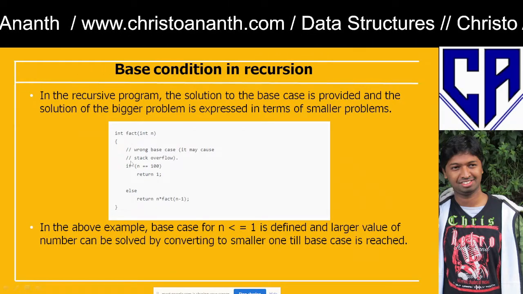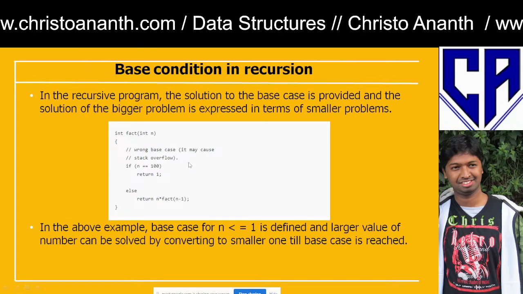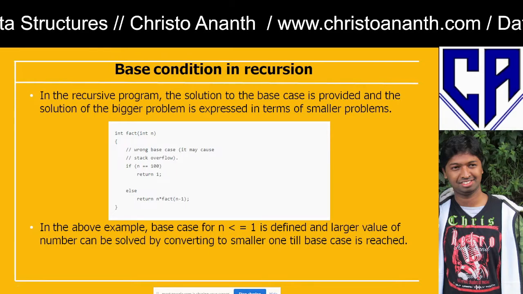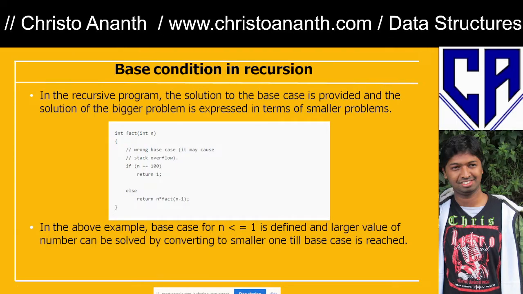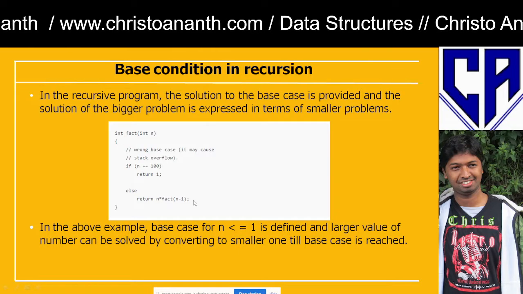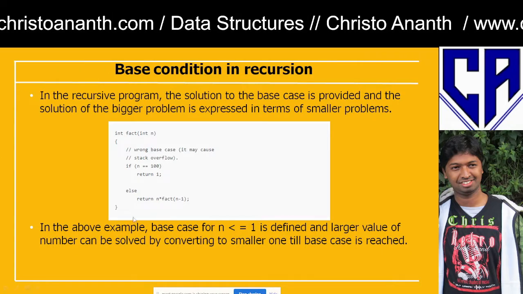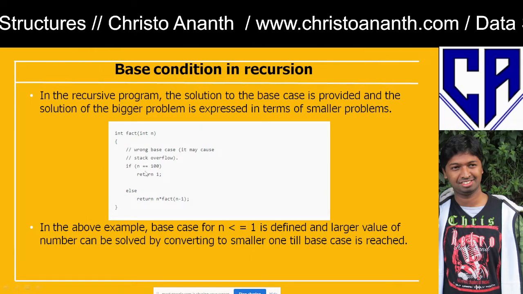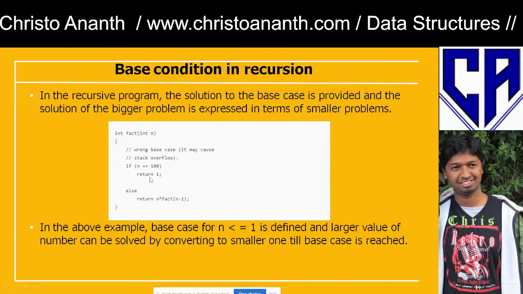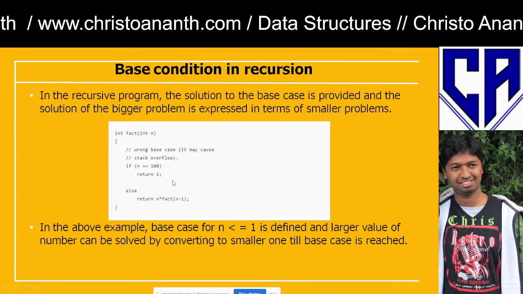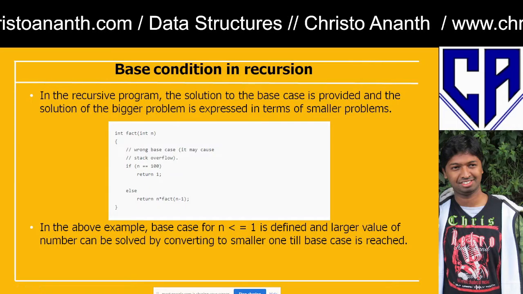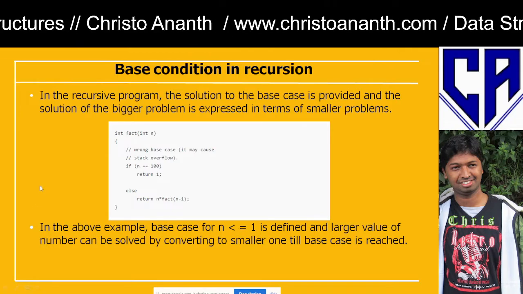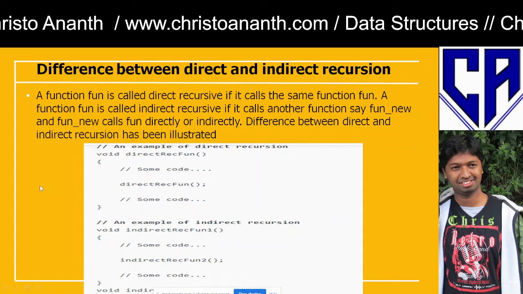Okay, and if there is a wrong base case, it may actually cause a stack overflow. For example, if n equal to 100, then return 1, else return n multiplied by fact of n minus 1. In this problem, the base case for n less than or equal to 1 is defined, and a large value of the number can be solved by converting it to smaller ones till you reach the base case. So this is how you do it with recursion.